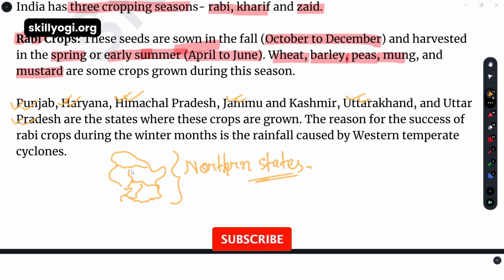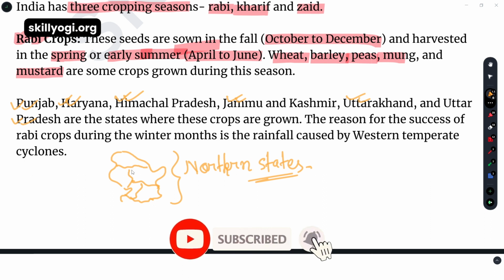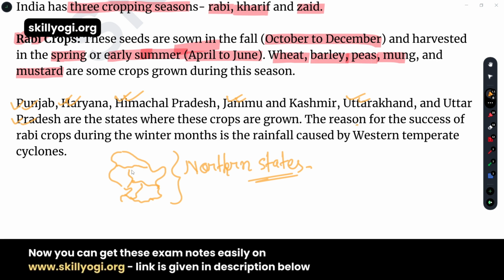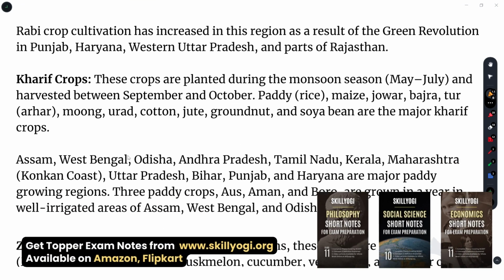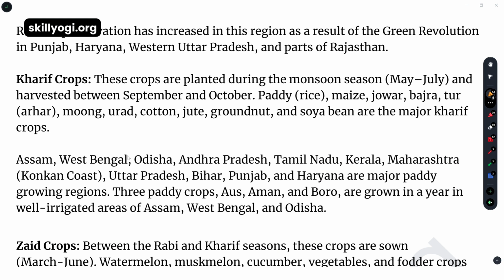And the reason for the success of Rabi crops during the winter months is the rainfall caused by the western temperate cyclone. The rainfall is not required too much for the production of the above-mentioned crops, wheat, barley. So that's why Rabi crop is a winter based crop. Rabi crop cultivation has increased in this region as a result of the green revolution.